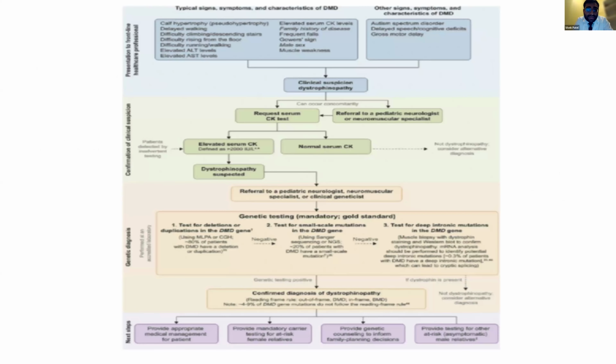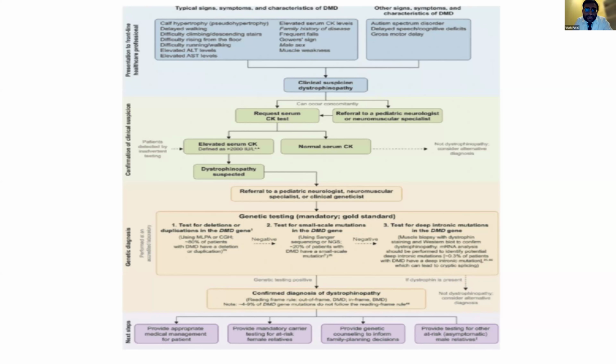Now let's see which tests should be done in order to diagnose DMD and BMD. First, the clinical signs and symptoms, as discussed earlier, like the child may be having muscle weakness or delayed motor milestones such as not being able to walk properly, run, or climb properly, and other features such as unexplained rise in enzymes such as AST, ALT, creatine kinase, family history of disease, as well as other conditions such as autism spectrum disorder or cognitive deficits. By this, we can clinically suspect that the patient might be having dystrophinopathy.